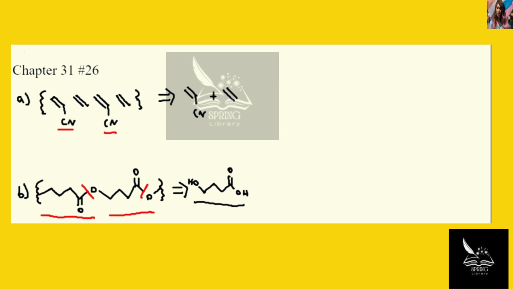And so that's the way to approach problems like this. Think about what bonds need to be broken, and then break them and see what you have, and that's your monomers. And so that's the answer to Chapter 31, problem number 26.